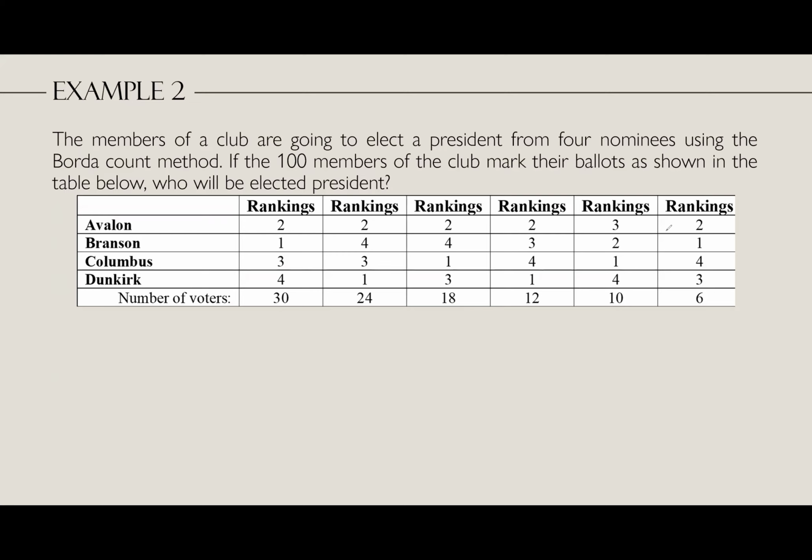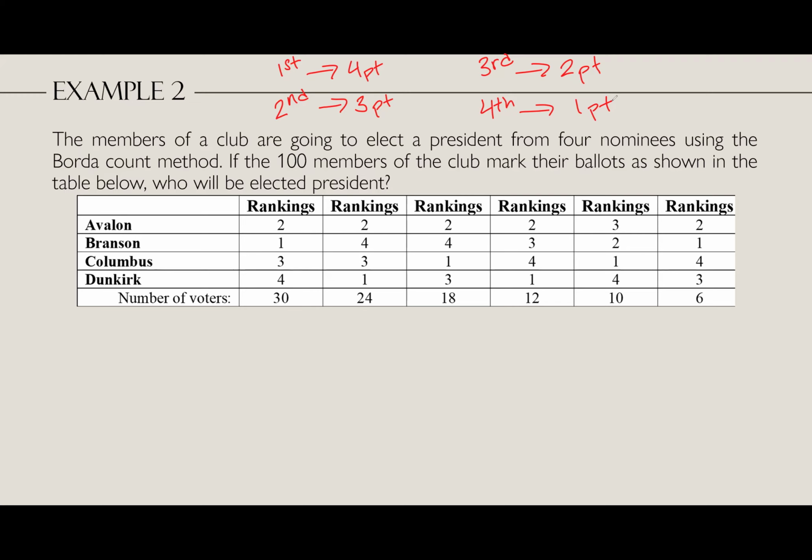So, how many points does second place get? Remember, how many candidates do we have here? We have 4. So, that means if they were voted first choice, they get 4 points. If they were voted second place, they got 3 points. If they were voted third option, they got 2 points. If they were voted last or fourth, they got 1 point.